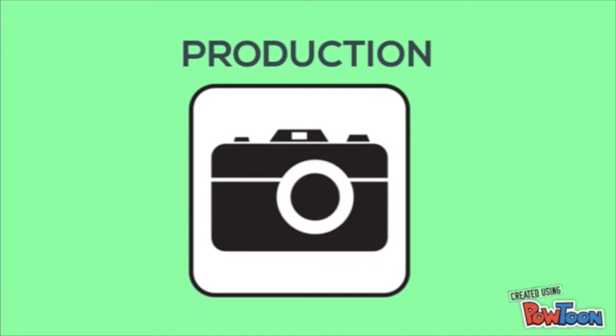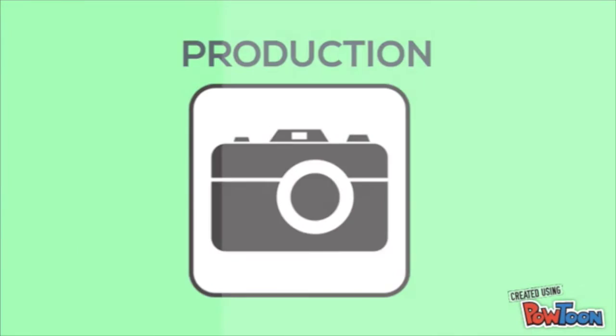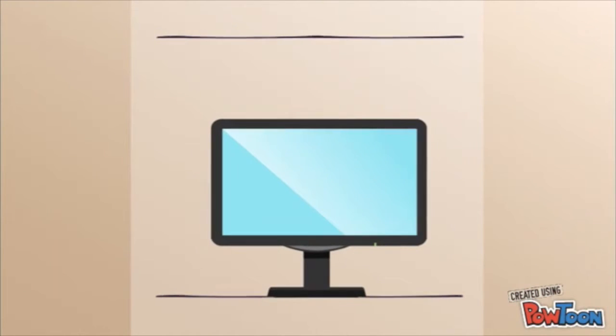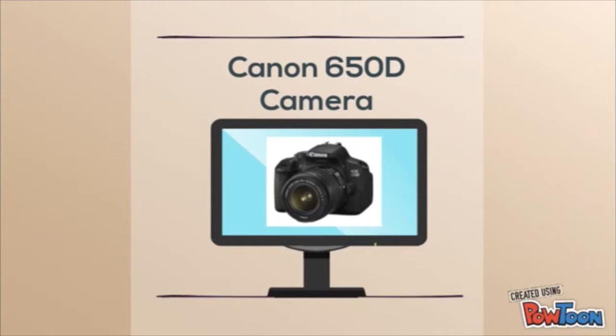During production, the main piece of technology I used was a Canon 650D camera, which I used to film and capture all of my content. I chose this camera as it is an 18 megapixel camera, so I knew it would produce high quality, professional looking content. After Effects. To edit the clips for my opening sequence, I used Adobe After Effects.